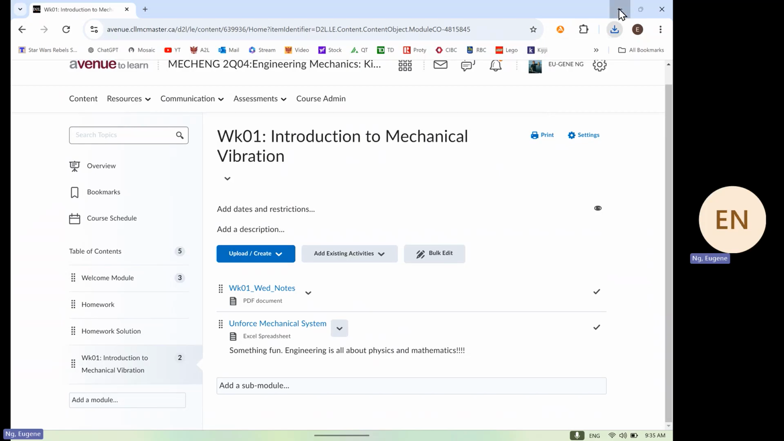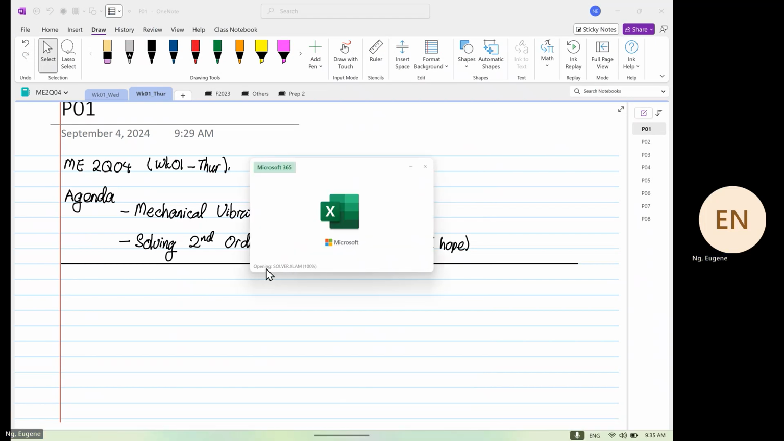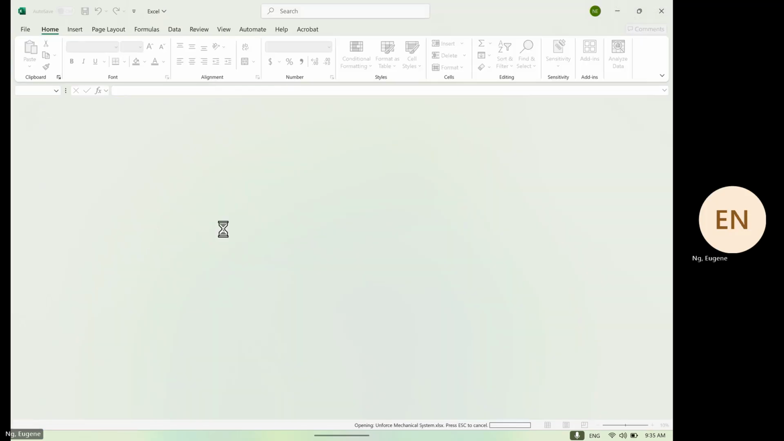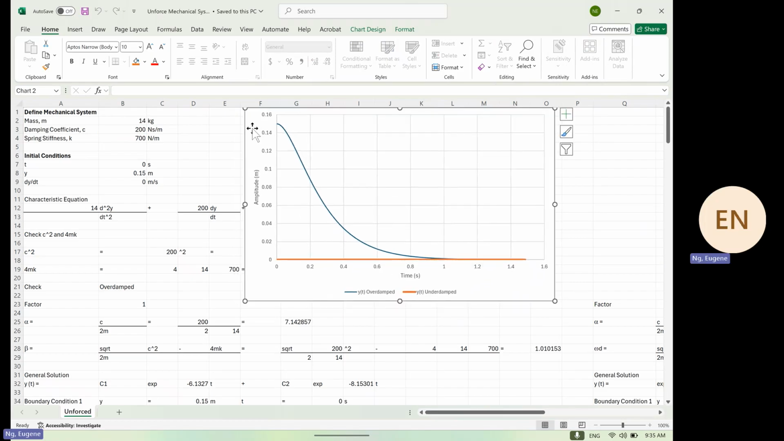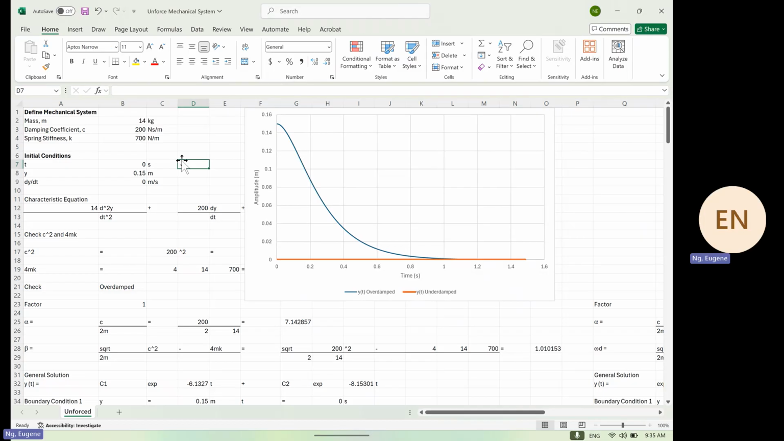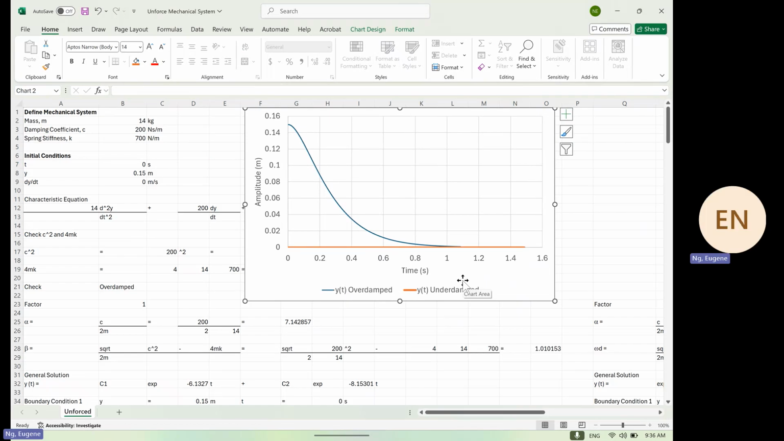Okay, so I'll show you what this is all about, and I hope in today's lecture I can cover this amount. So what you see over here is a response graph. I hope you can all see the words: you have time on the x-axis, and on the y-axis is amplitude. If it's a blue line, it's over damping, and a yellow line is under damping.